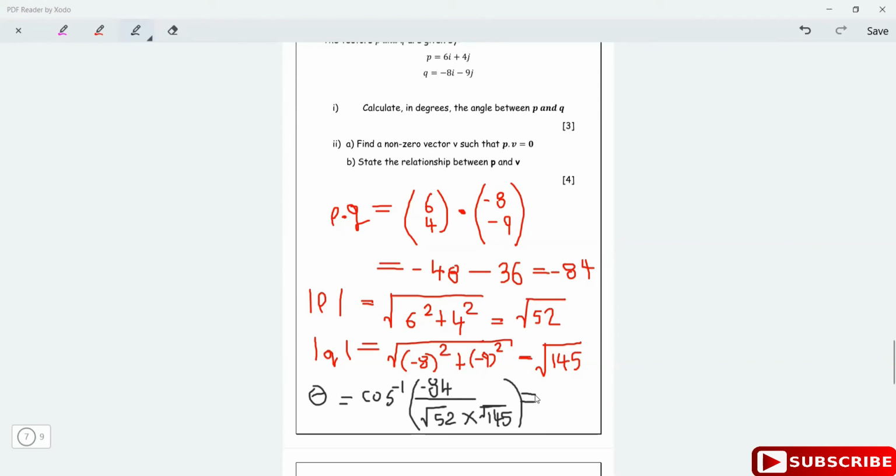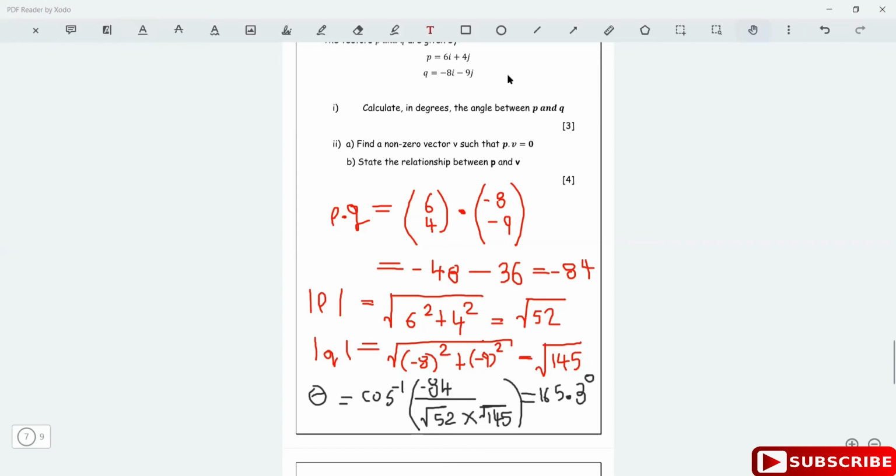Going again: square root of 52 times square root of 145, minus 84 divided by that, cosine inverse. I get 165.3 degrees. That's humongous. That's the angle between them.